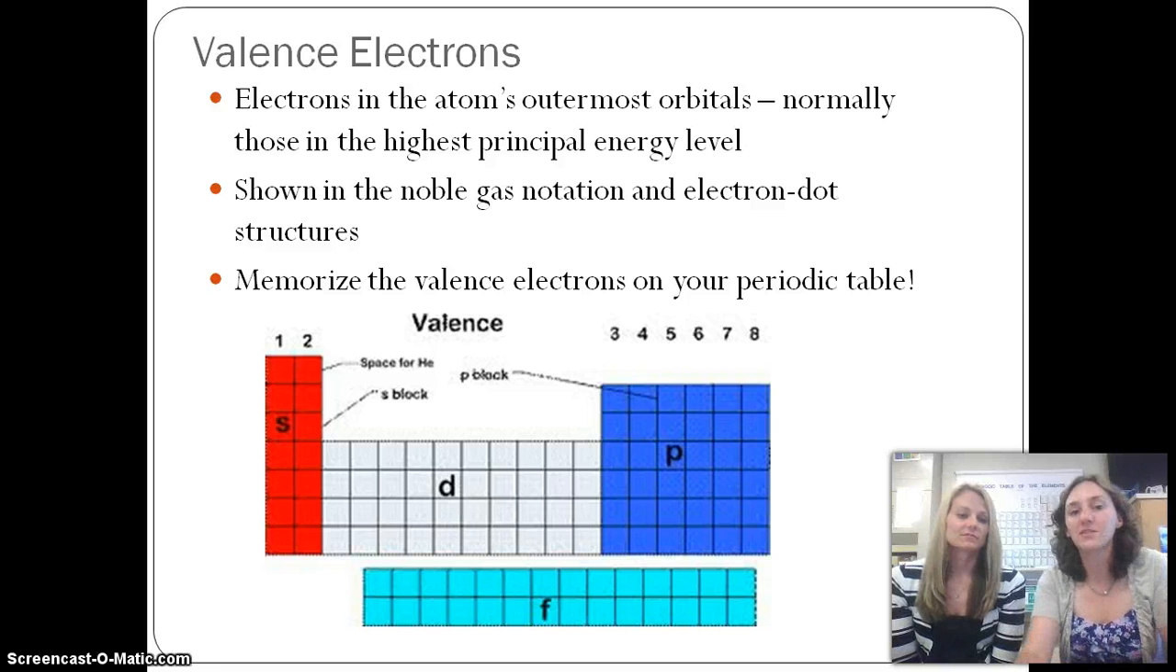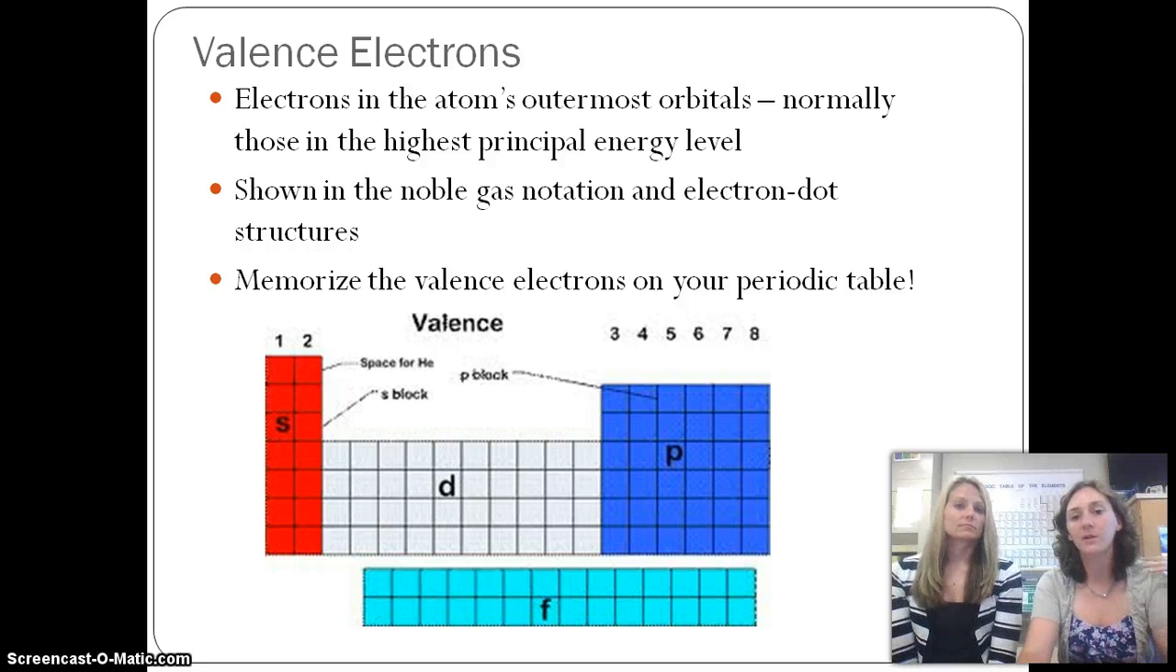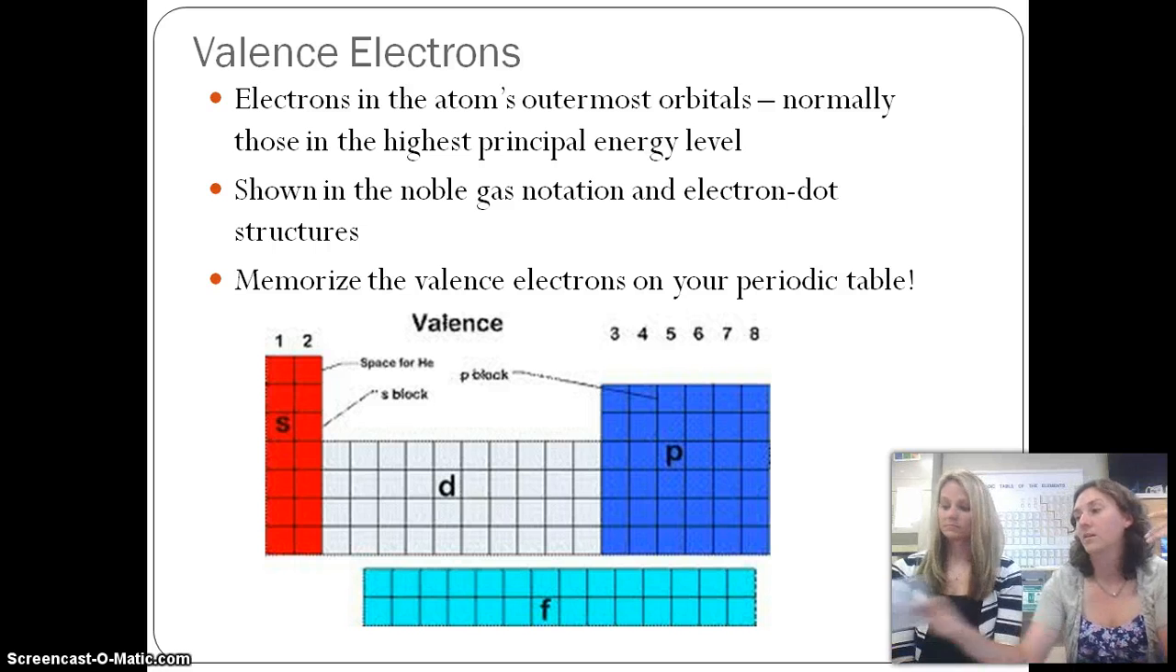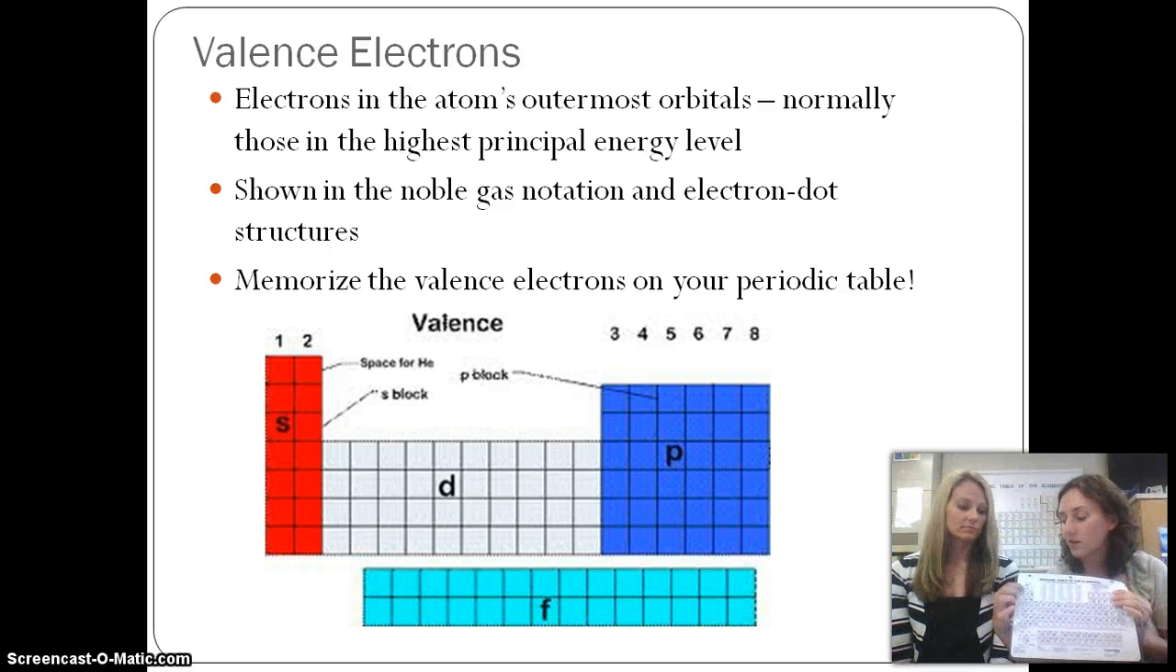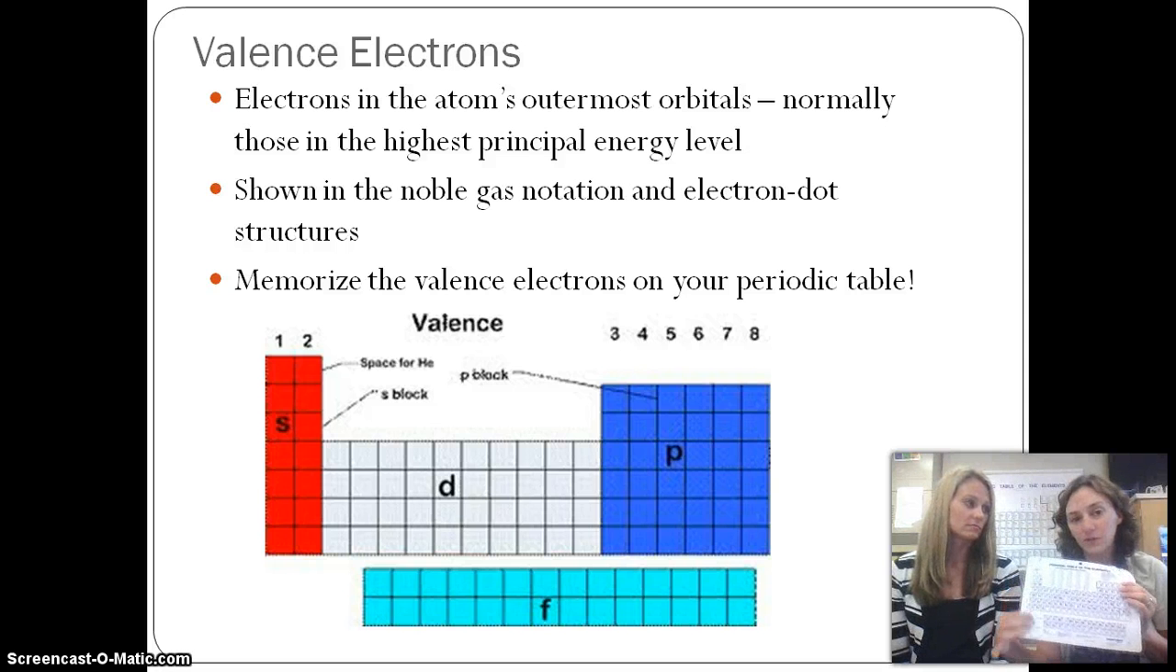Okay, valence electrons. These are electrons in the outermost orbitals, so normally those in the highest principal energy level. They're shown in the noble gas notation and electron dot structures. So I would memorize the valence electrons. In your first group, these are going to have one valence electron. Second group is going to have two valence electrons. Skip this part right here for now.